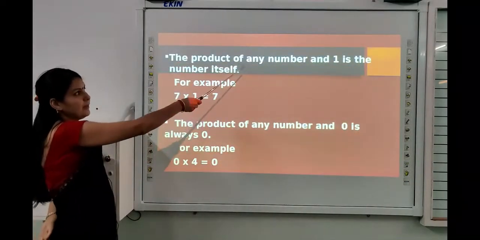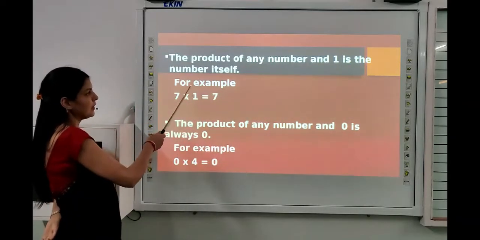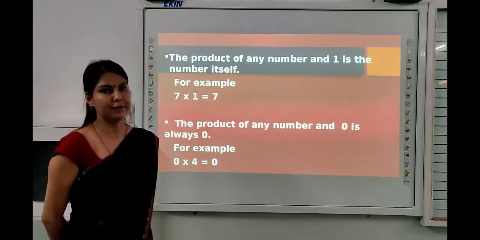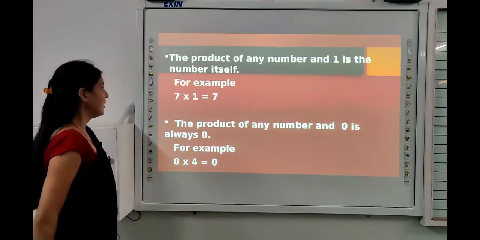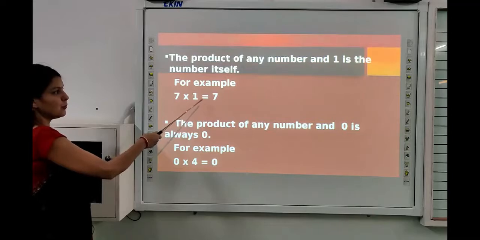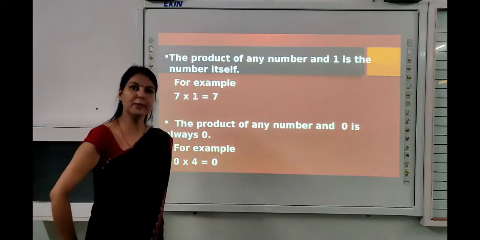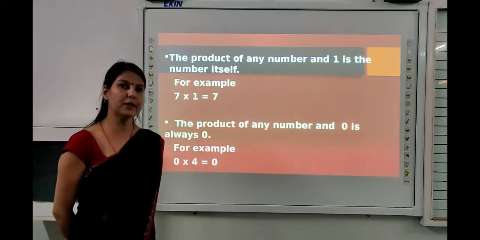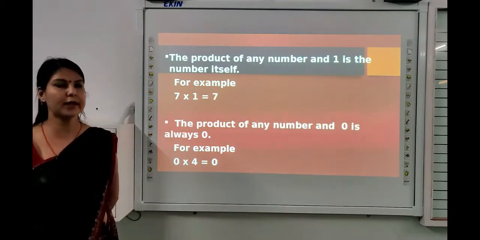The product of any number and 1 is the number itself. For example, if we are multiplying any number by 1, the product will be the number itself. Here we are multiplying 7 by 1. So the product will be 7. We can take more examples. 4 multiplied by 1 is equal to 4. 5 multiplied by 1 is equal to 5. 9 multiplied by 1 is equal to 9.